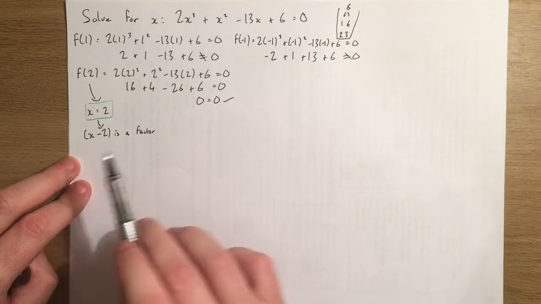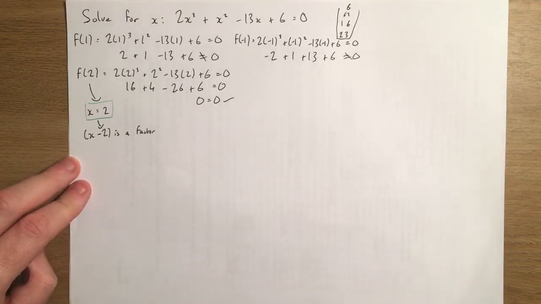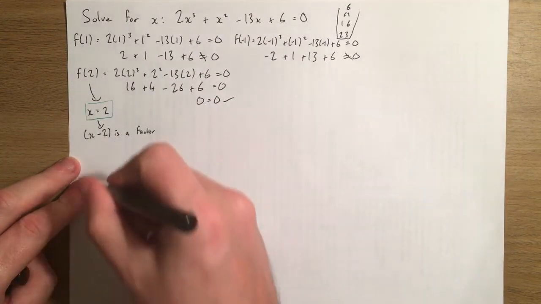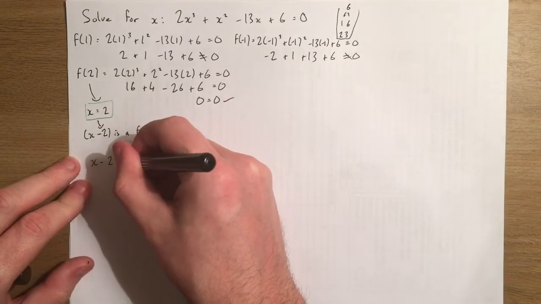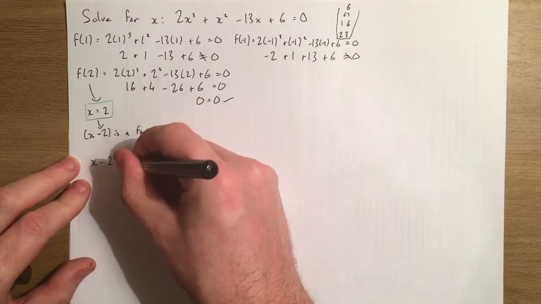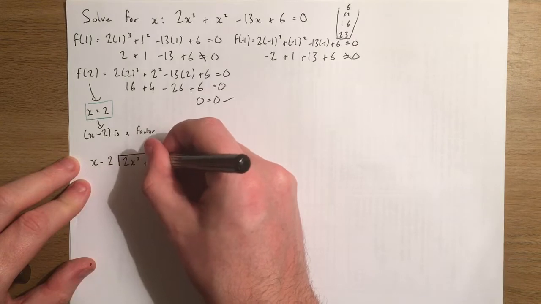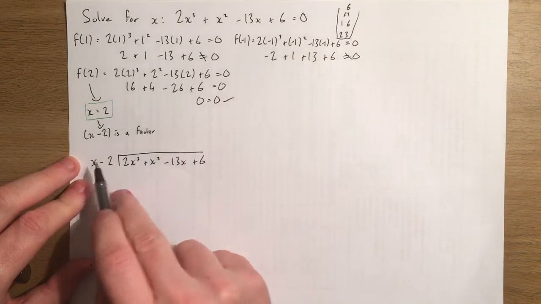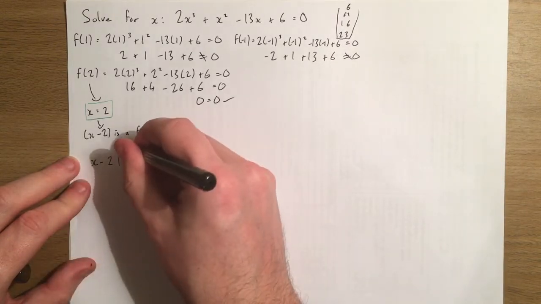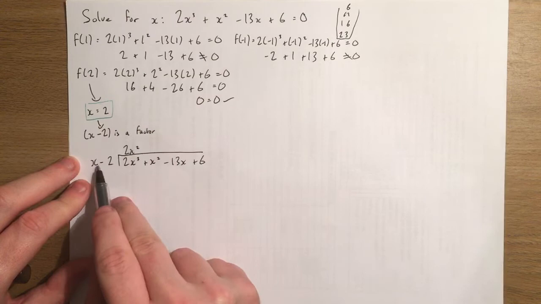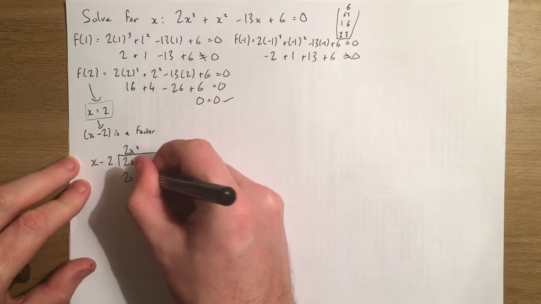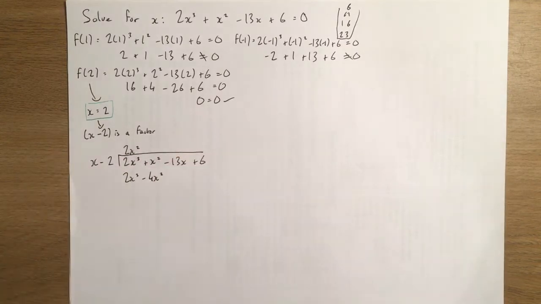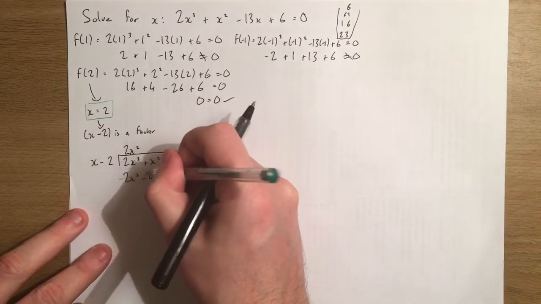So to find the other factors and therefore the other solutions, I'm going to divide x minus 2 into this using algebraic long division. So x minus 2 divided into 2x cubed plus x squared minus 13x plus 6. X into 2x cubed goes 2x squared times. 2x squared times x is 2x cubed. 2x squared times minus 2 is minus 4x squared. Change that to a minus, change that to a plus.